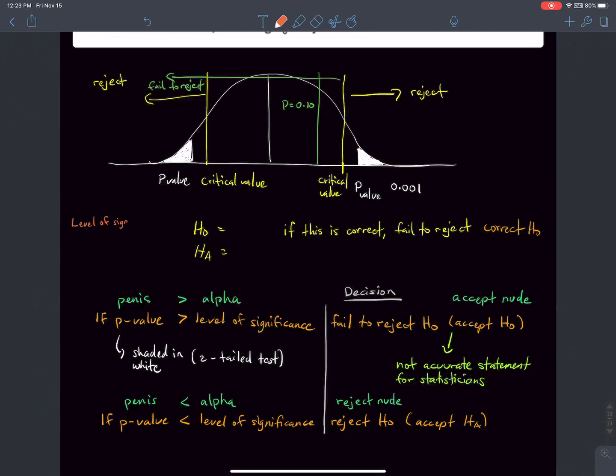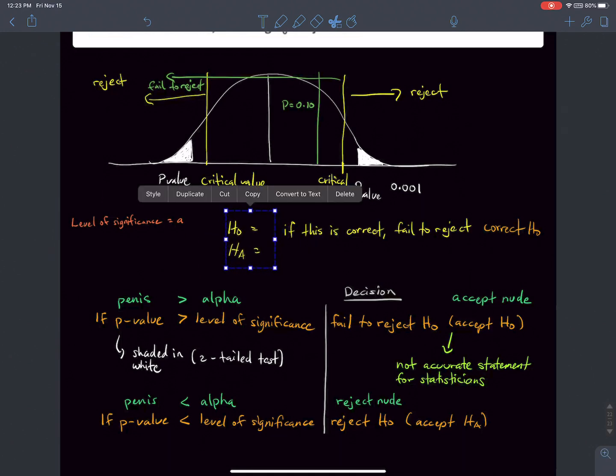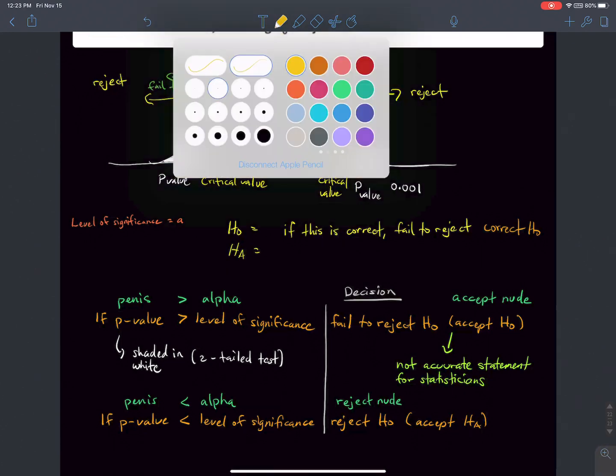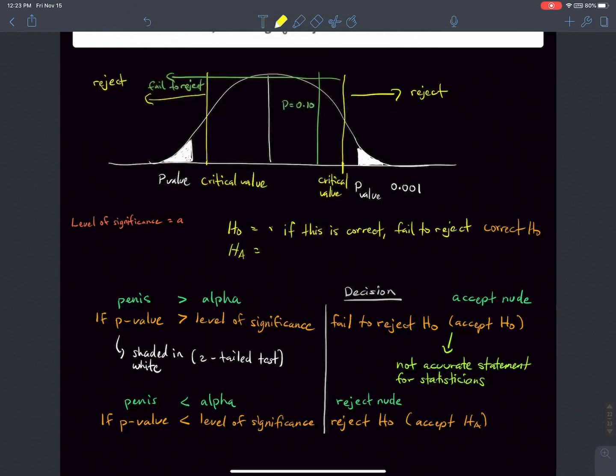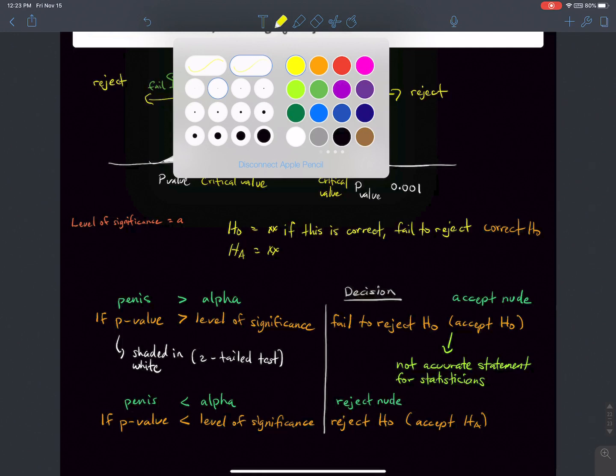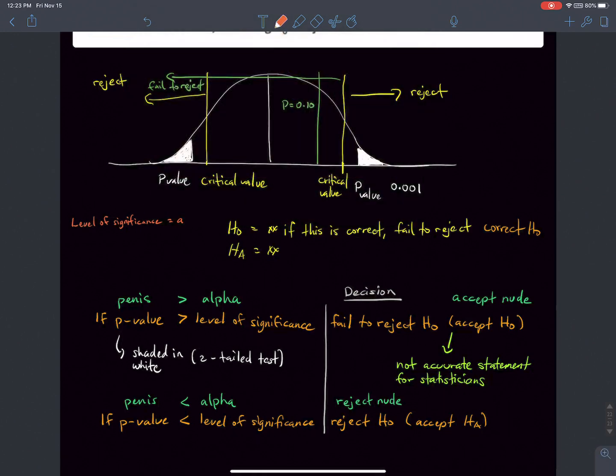I'll just write it in full. Significance. Poor handwriting. This is your alpha. Right? And this one, ignore this for the time being. We don't know the null hypothesis, what it is. Let's say, I'm assuming it's a two-tailed test. Now, how do you get the level of significance?